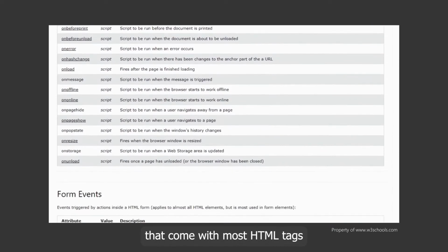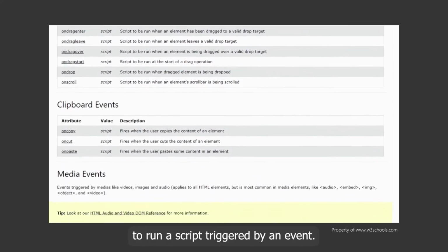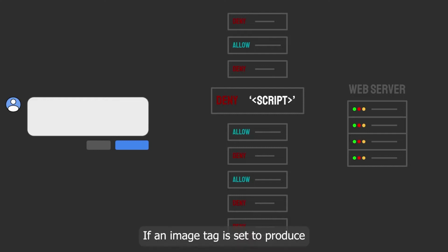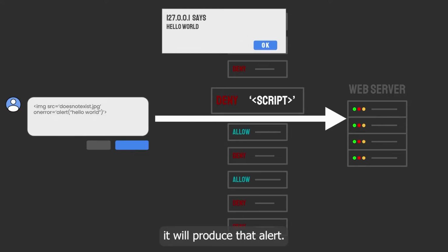An alternative to the script tag is event handlers. There are many event handlers that come with most HTML tags, and they all allow you to run a script triggered by an event. If an image tag is set to produce an alert when an error occurs, like trying to load an image that does not exist, it will produce that alert. This is an example of how JavaScript can still be run without using the script tag.